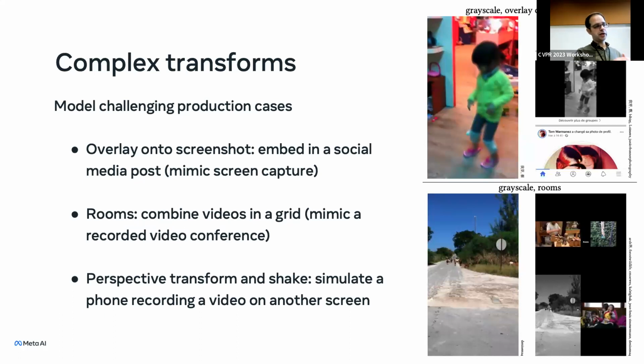We also model some challenging applied cases using complex transforms. So for example, the overlay onto screenshot transform will embed a video in a template as it might appear on social media. And this mimics the production challenge of matching a video across a screen capture, where the video is now in context and that context adds visual content, making it more challenging to match. The rooms transform combines videos in a grid, and this is sort of mimicking what we see from recordings of video conference calls or Zoom sessions and things like that. The last complex transform is called perspective transform and shake. This simulates a phone or other handheld recording of a video that's playing on another screen. And so all of these are inspired by real production matching cases that we find challenging.